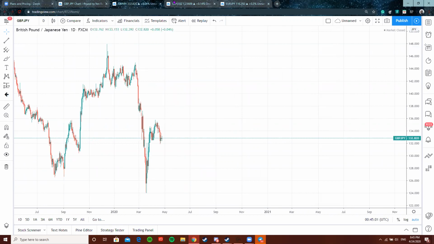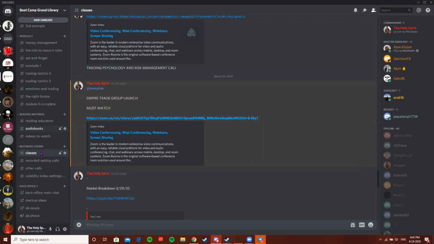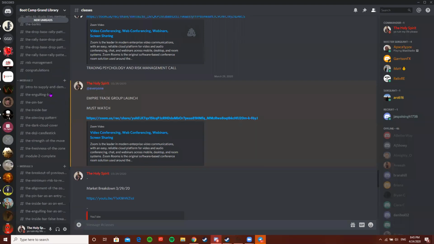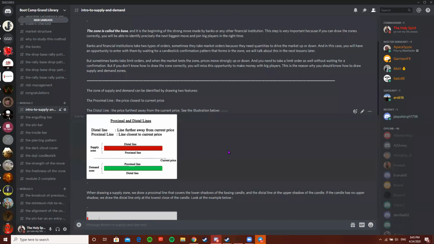That's how to use your fibs, guys. That's how to use your fibs to make your profit, right? Again, price action does have a lot to do with this. Supply and demand zones do have a lot to do with this. I don't use support and resistance lines because lines are kind of useless in a market that's liquid. It's better to use zones that give you a proximal and a distal line. And this is where I explain it, in my intro to supply and demand. I explain the distal and the proximal line, right?